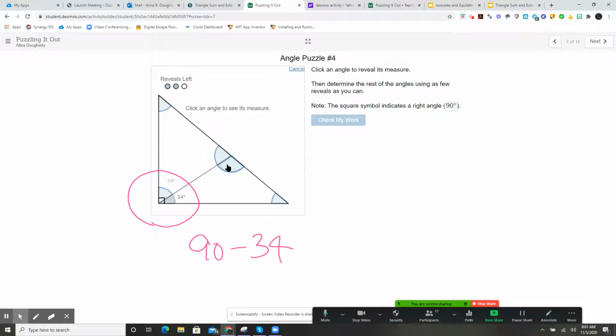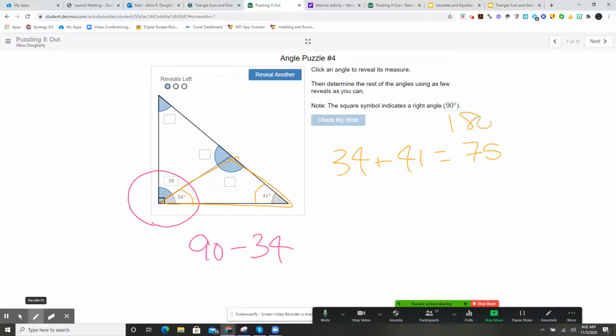1, 2, 3, or 4? Anybody? Let's go for the smallest one, since I'm right here. So now if I know that this triangle has a 34 and a 41, how do I figure out that top angle? Wouldn't you do 34 plus 41 and then subtract 4? Absolutely. So 34 plus 41 is 75, and then I subtract that from 180 and I get 105. So I'm going to go here and do 105.